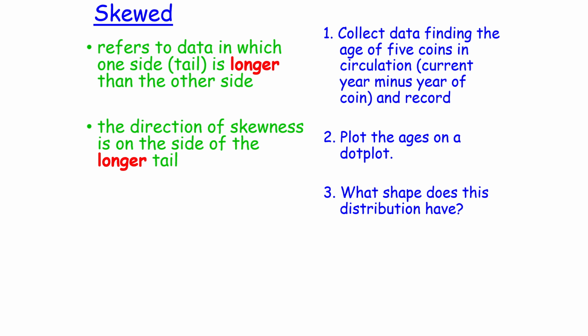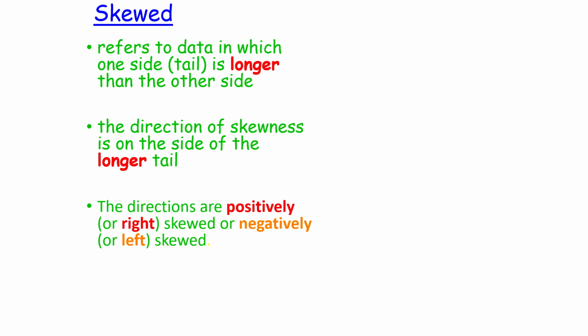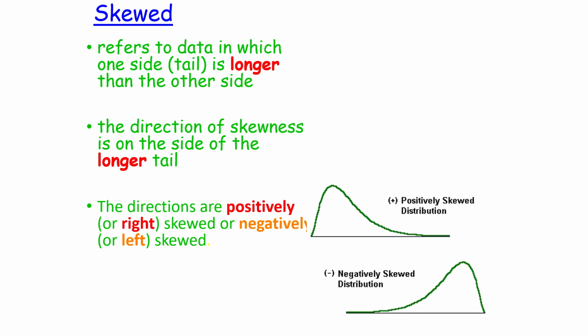Now the direction of skewedness is on the side of the longer tail, right? So the directions are positively, which is right skewed, meaning the tail goes off to the right, or negatively, or left skewed, and that's where the tail goes off to the left. Such as in these two examples that we see here.